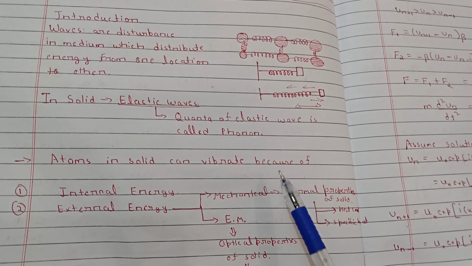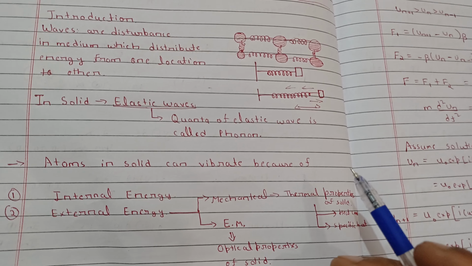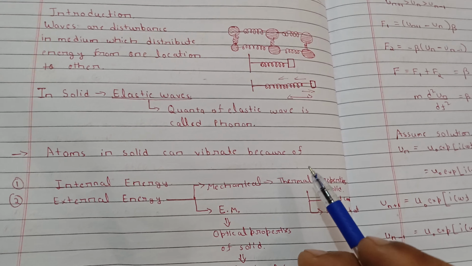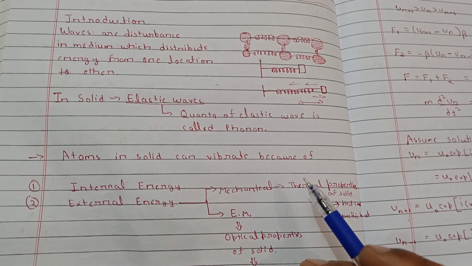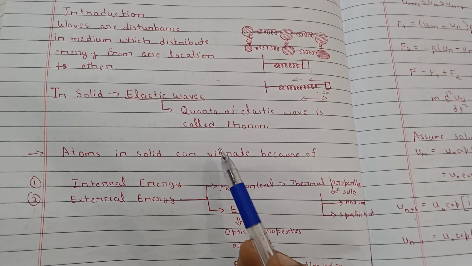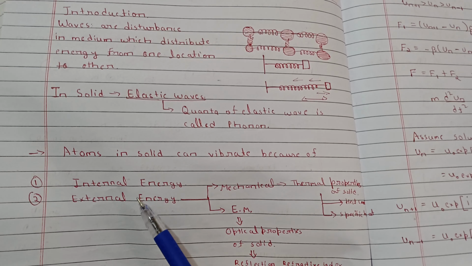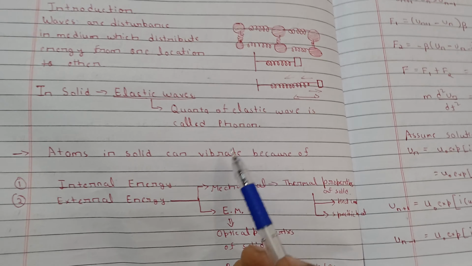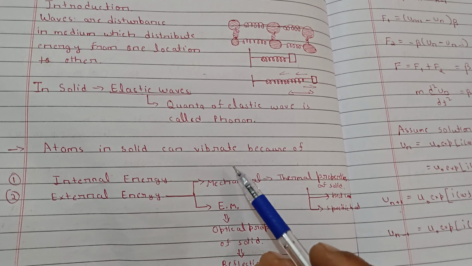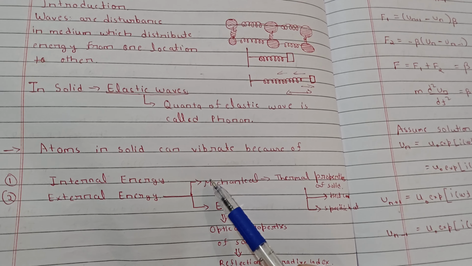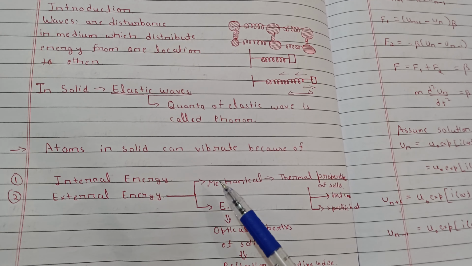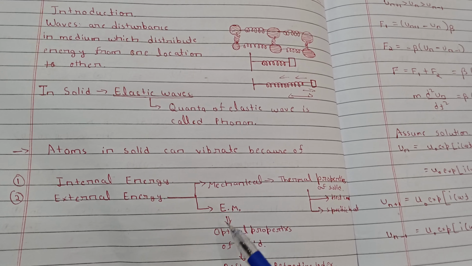So atoms in a solid can vibrate, but how is it possible to make atoms in a solid vibrate? They can vibrate through different types of energies. It can be the internal energy of the system. And it's possible from external energy also, meaning either they will be vibrating on their own because of some internal energy, or you are applying something from the outside. That's how they can vibrate. And how can we apply energy from the outside? It can be in the form of mechanical energy, or it can be in the form of electromagnetic waves.